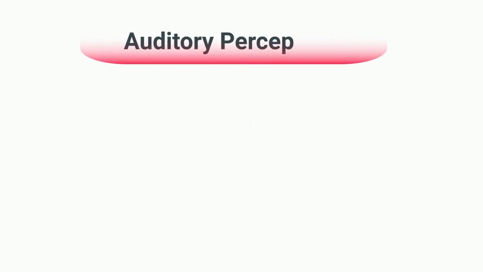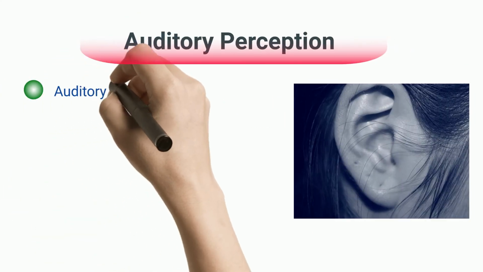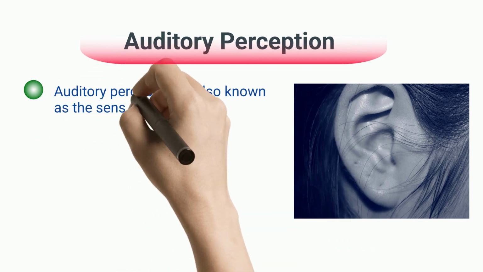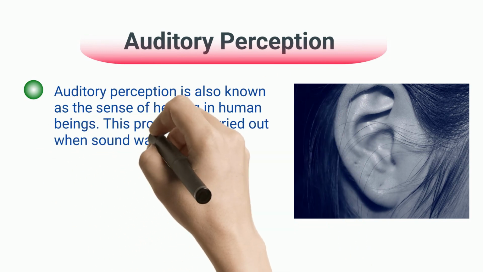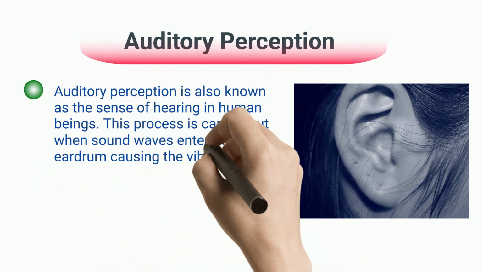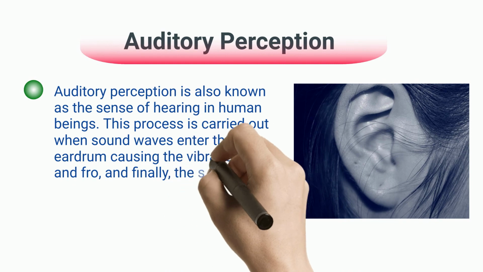Auditory perception. Auditory perception is also known as the sense of hearing in human beings. This process is carried out when sound waves enter the eardrum, causing vibrations to and fro, and finally, the sound is heard by our human ear.